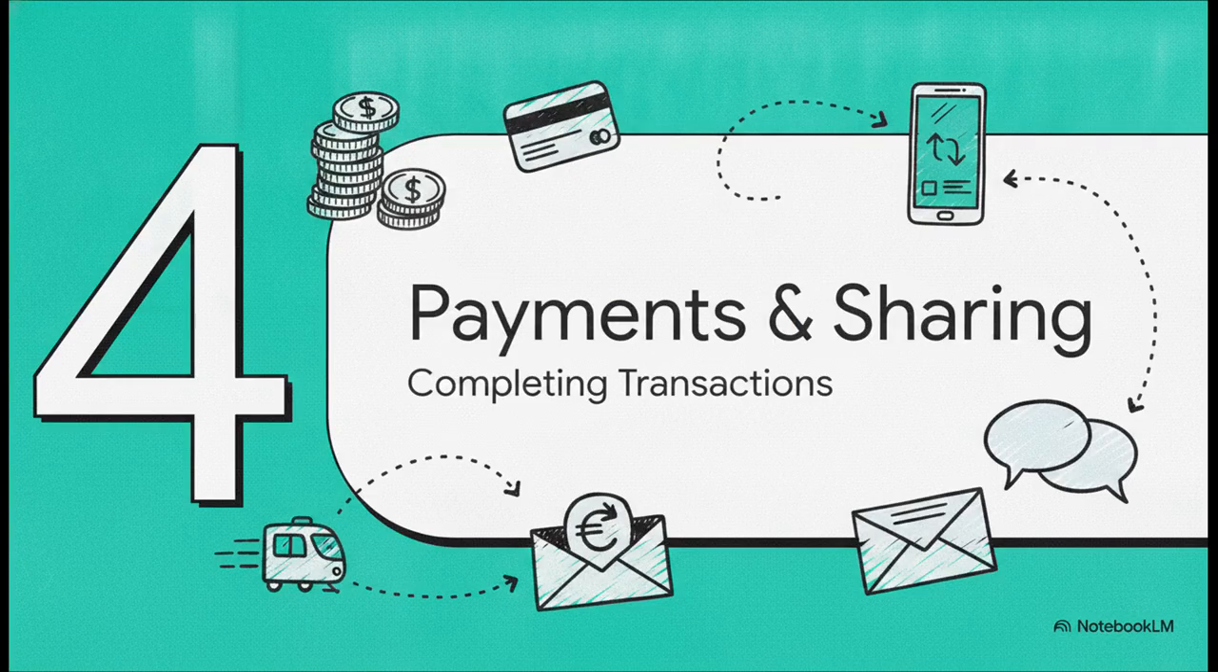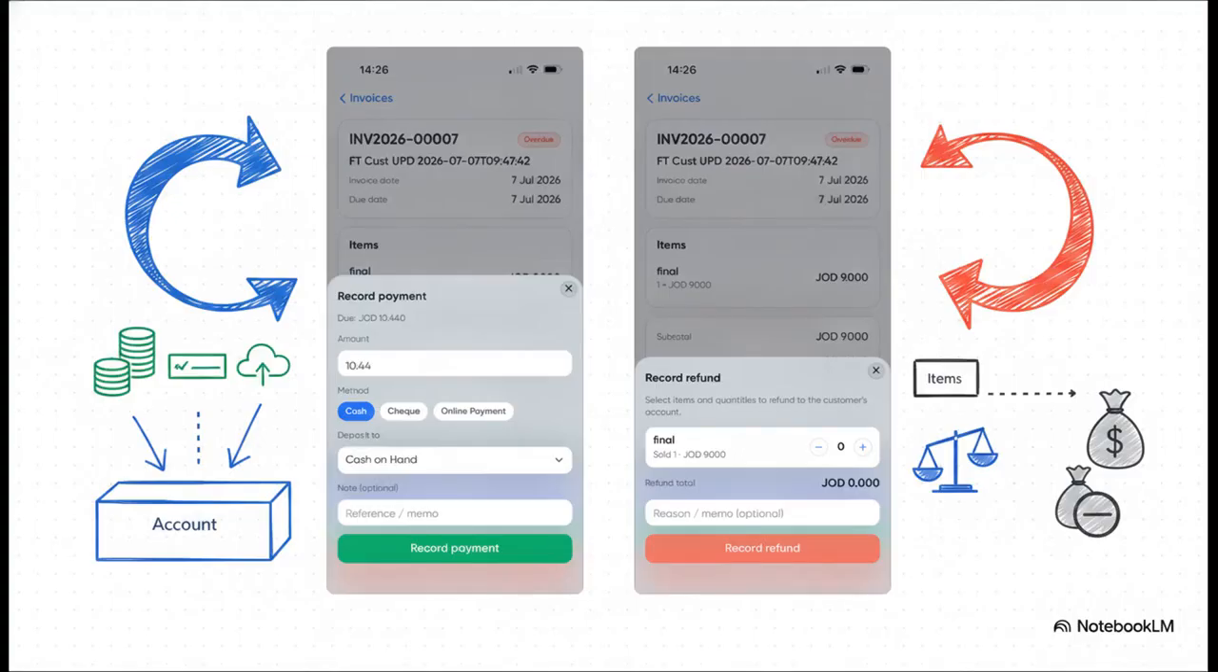Section 4. Payments, refunds, and sharing, completing transactions. This app seriously manages the entire life cycle. And this brilliantly illustrates how easy it is. On the Record Payment screen, you just punch in the amount, toggle between cash, check, or online payment, and pick your deposit account. Need to process a refund? It is just as fast. It lets you dial in specific quantities for full or partial refunds with just a few taps. So yeah, highly, highly flexible.